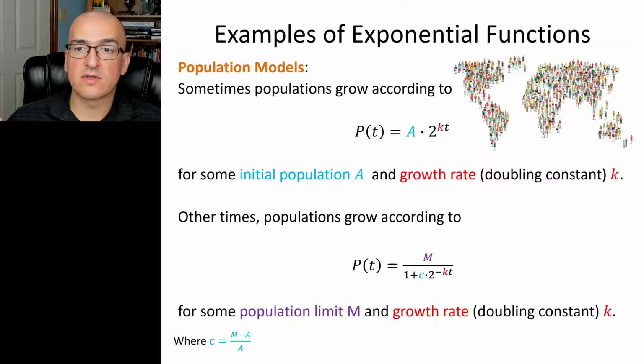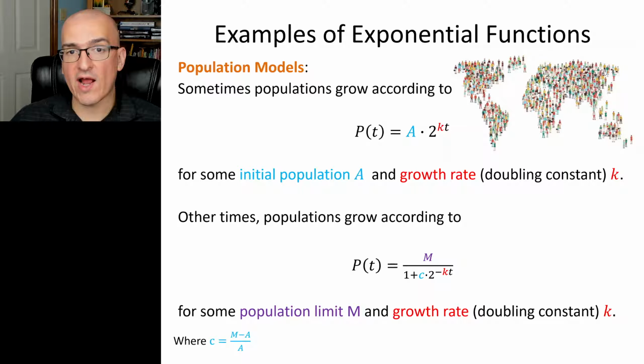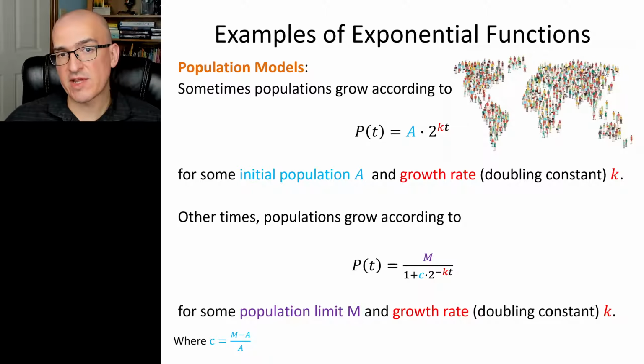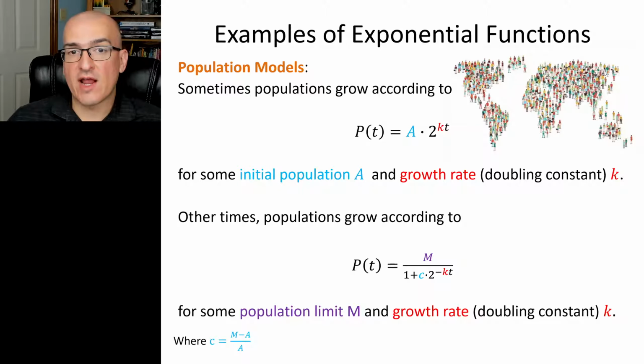So that model that's at the top, A times 2 to the kt, assumes that the population can grow without bound. It can grow forever. It's never going to run into a resource limitation. Like they're not going to run out of space, they're not going to run out of food, not going to run out of water. But no population grows like that for very long. Maybe initially a population can grow very quickly, but eventually it starts to level off.